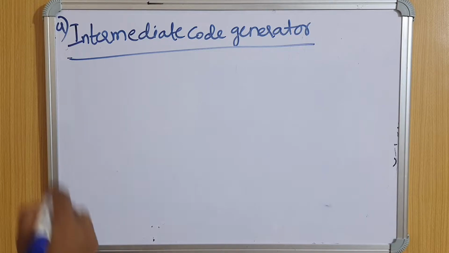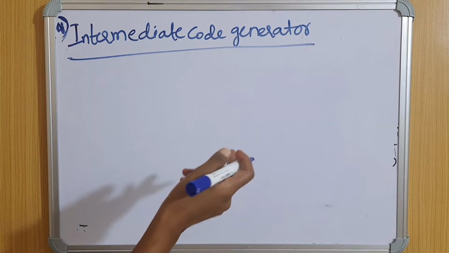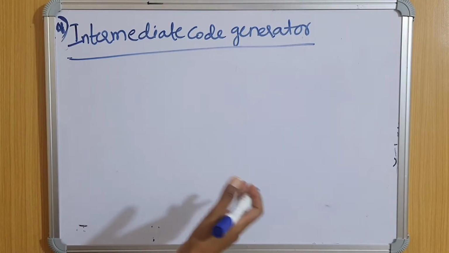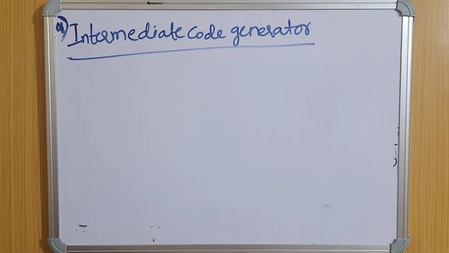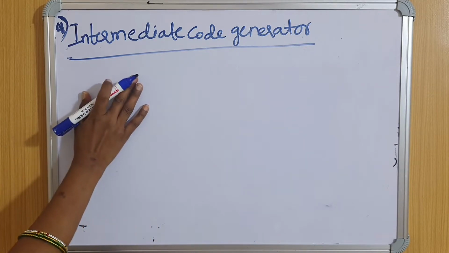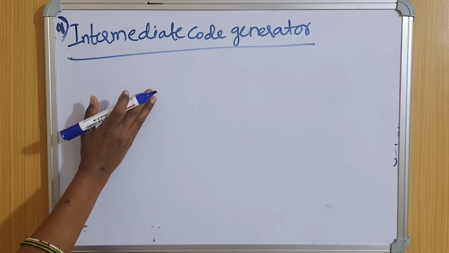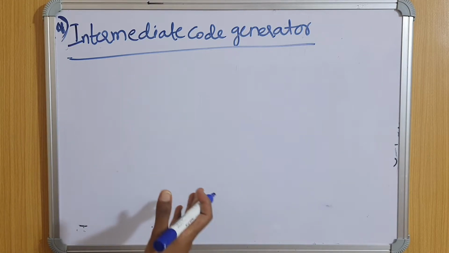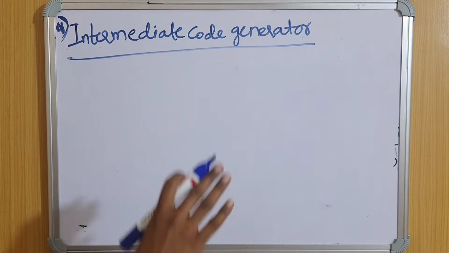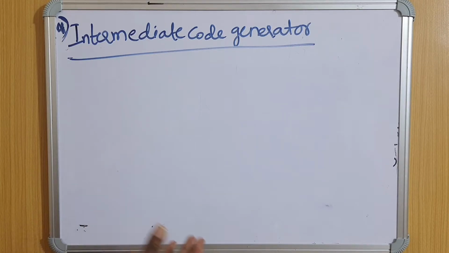After that, coming to the fourth phase, it is the intermediate code generator. So after getting the parse tree and checking it in the syntactical manner, we have to generate the code. We have to generate the code by using the parse tree. Why? Because the lexical analyzer will generate the identifiers, with that we'll draw the syntax tree, then we'll check whether that syntax tree is proper or not by the semantic analyzer.